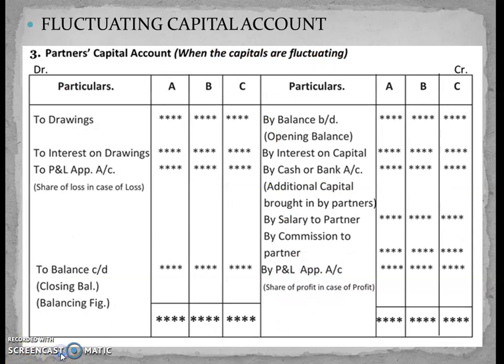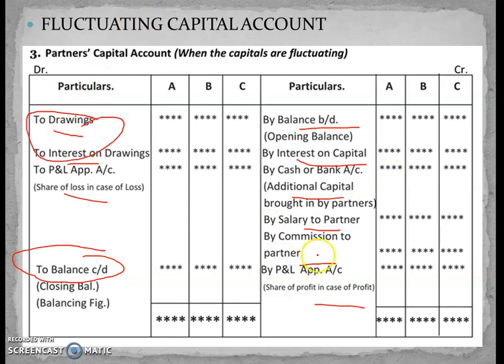But in the fluctuating capital account, you don't create two capital accounts, you only create one partner's capital account and you merge all the entries. So over here you have the opening balance, any interest, any additional capital, the salary, the commission, profit. You have the drawings, interest, losses, and then you have the closing balance. Whereas in the case of the fixed capital account, drawings and the additional capital are shown in the capital account and the rest of the items are shown in the current account.